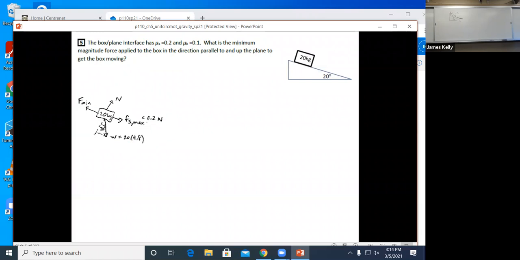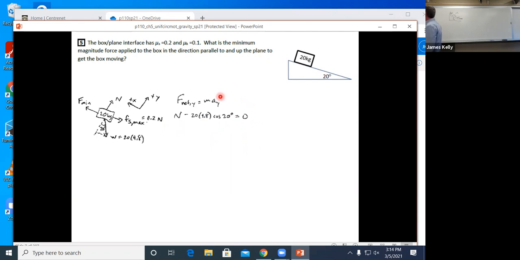Now, I don't know what the components are because I haven't put any axes in there. But of course, that's the next thing I'm going to do, because I'm going to apply F net equals ma in components. So the next thing to do is to choose some axes. In this case, because so many forces are aligned parallel to and perpendicular to the plane, it makes sense to make your axes parallel and perpendicular to the plane. So I'm taking plus x to be up the plane, plus y perpendicular. And all I'm going to do is write down F net y equals may and F net x equals max.